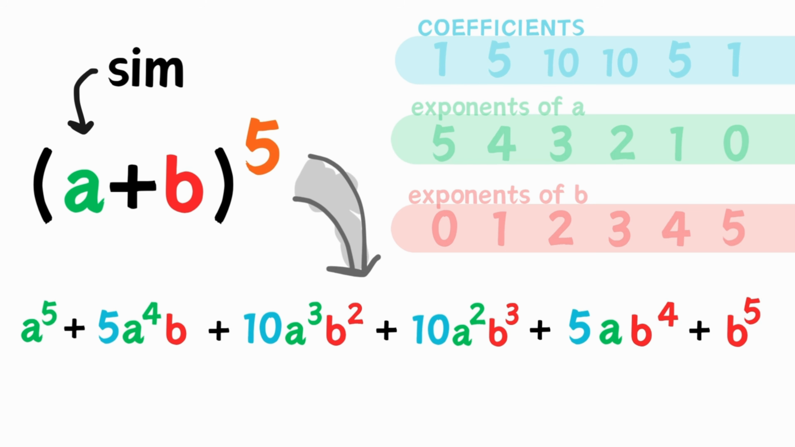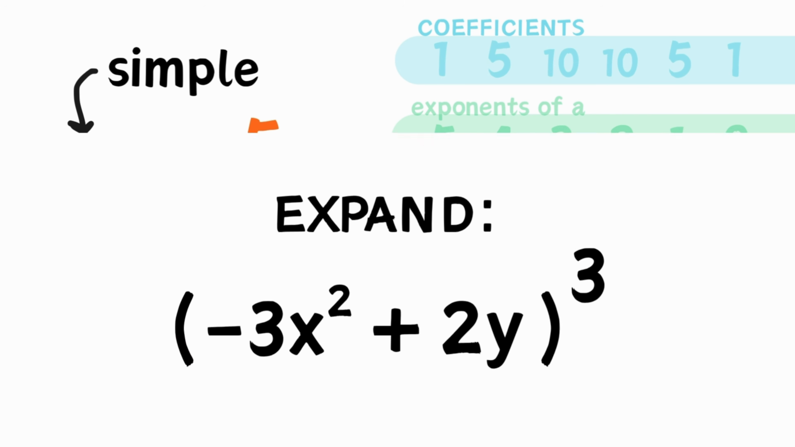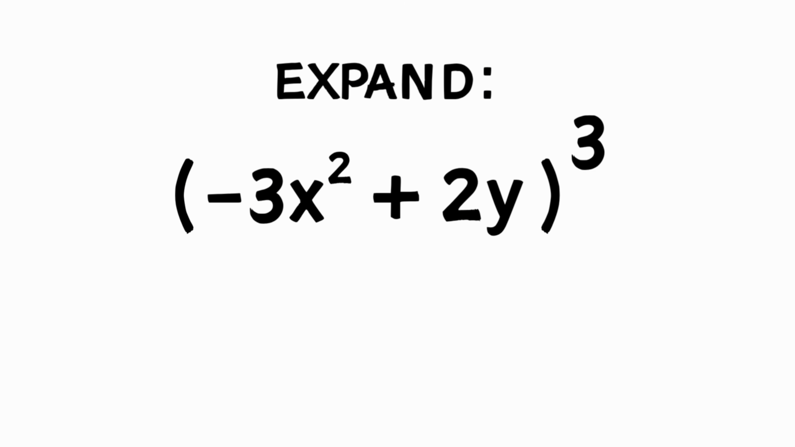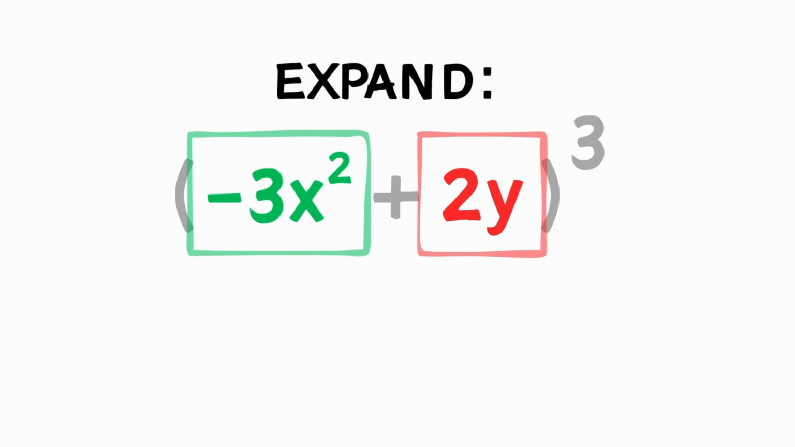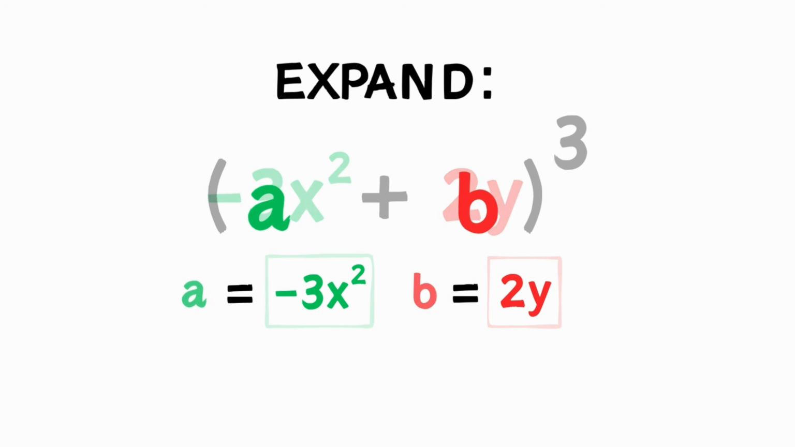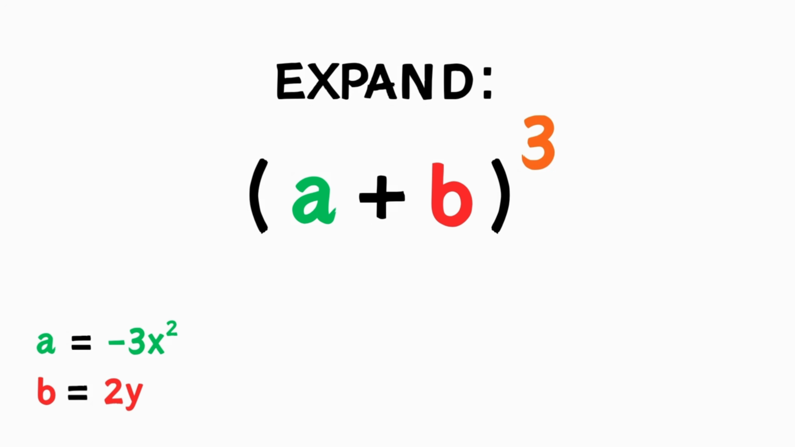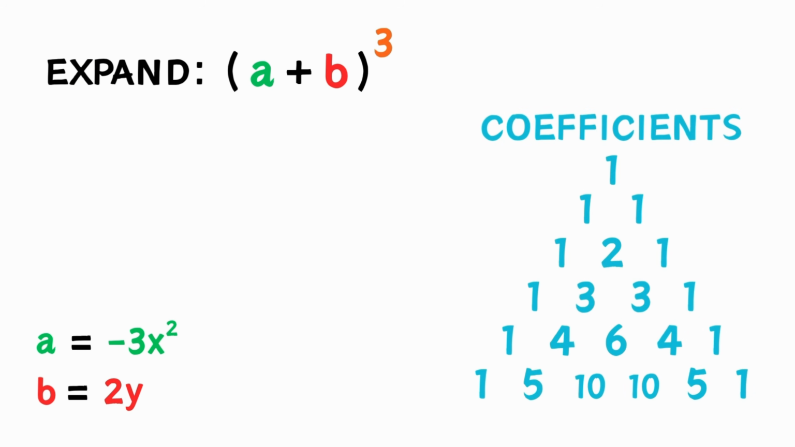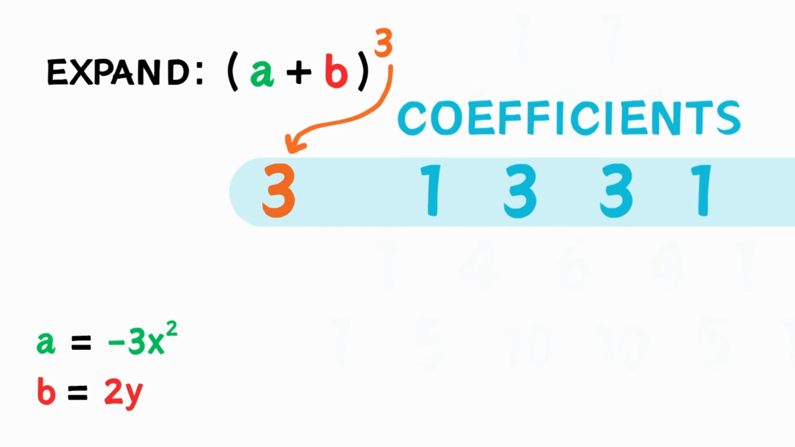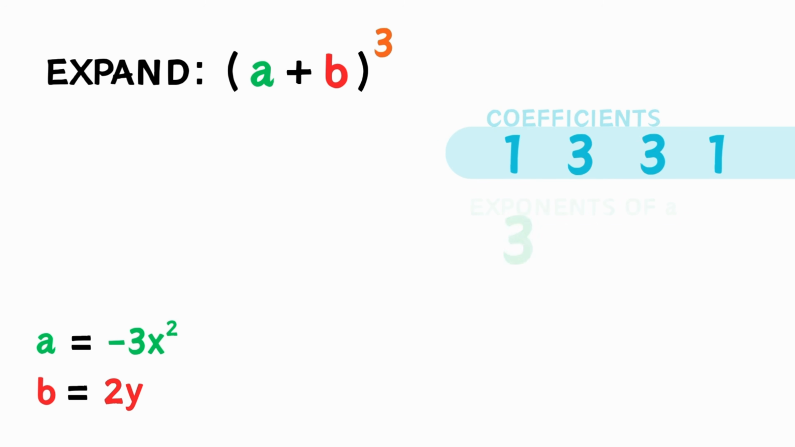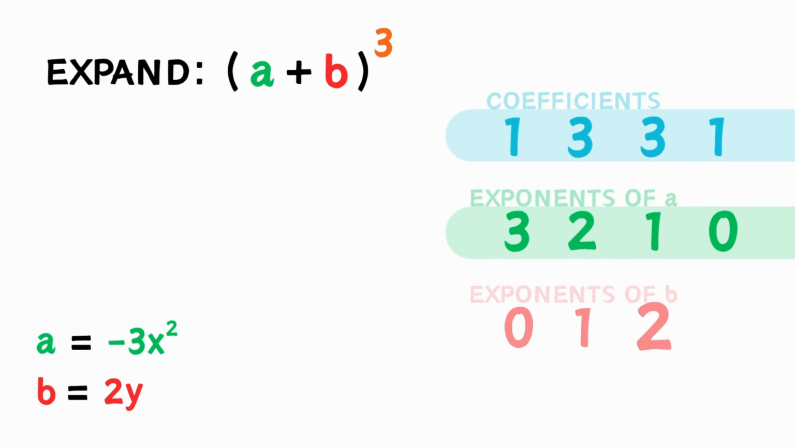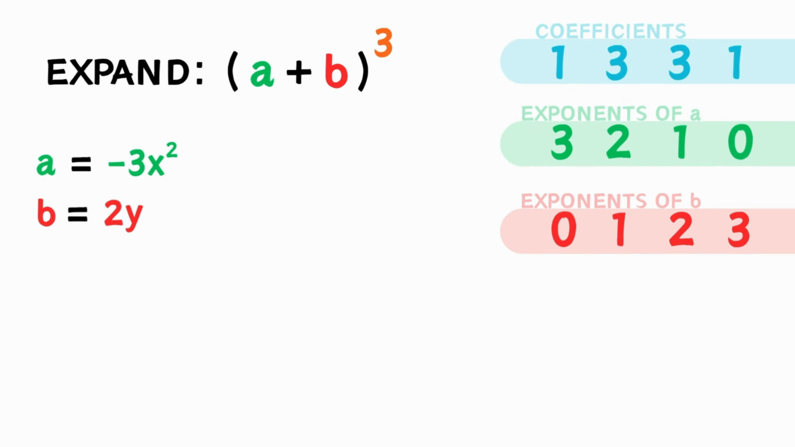This binomial is pretty simple, but we can use the same technique to expand more complicated binomials like this one. To expand this, we'll simply have to treat each term in the binomial like a single variable. For example, a and b. Now we expand it like we did before. We start with Pascal's triangle to find the coefficients of the terms. 1, 3, 3, and 1. Next, we do some simple counting to find the exponents of the variables in each term. And now, it's time to assemble.